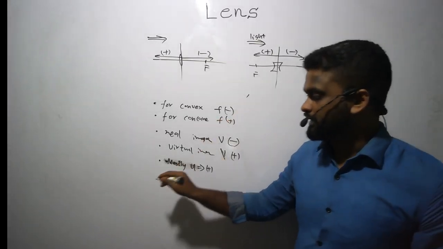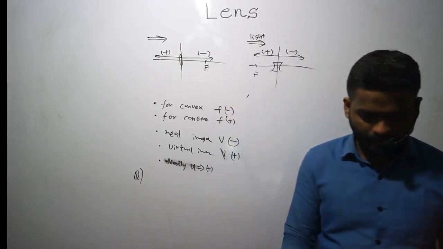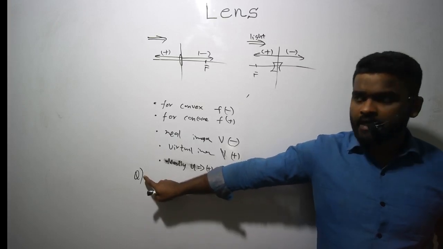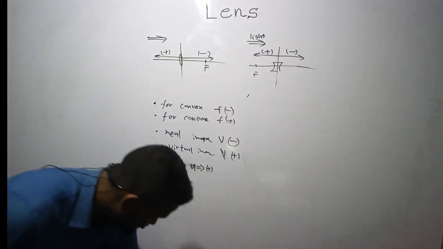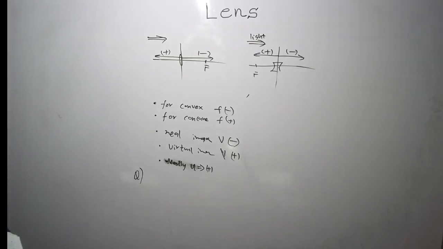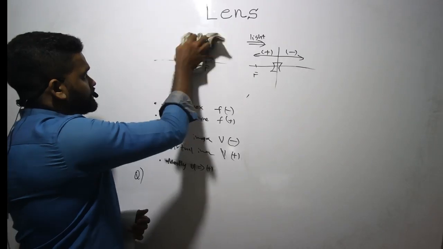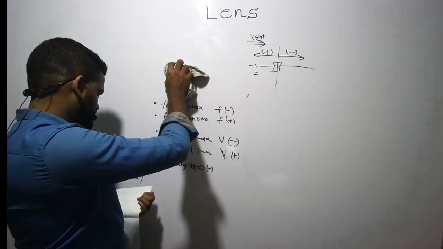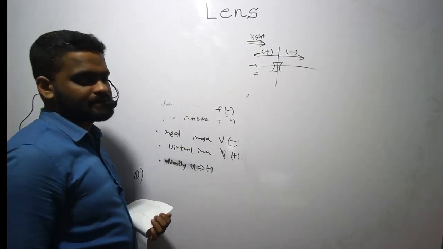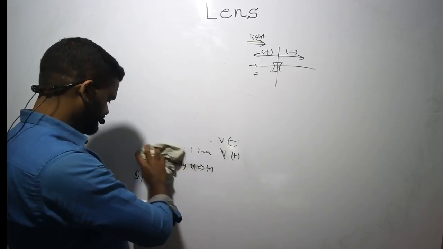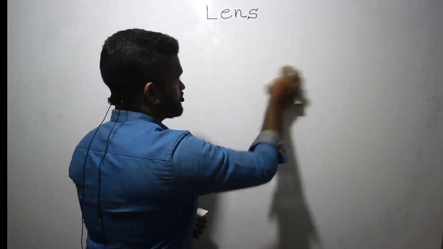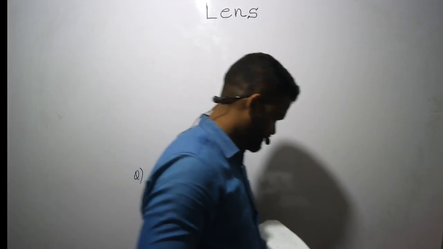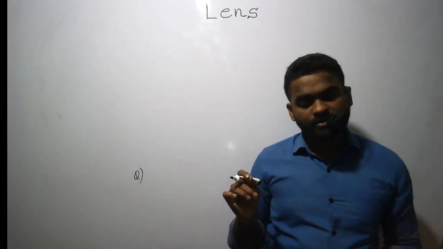Let's do a question. Write down Q, capital Q. A thin object is placed at a 12 centimeter distance in front of a convex lens with focal length 10 centimeters. Find the position of the image.